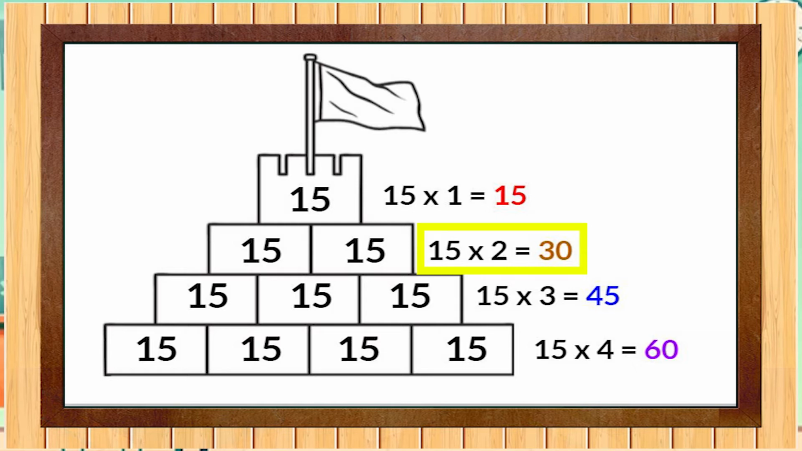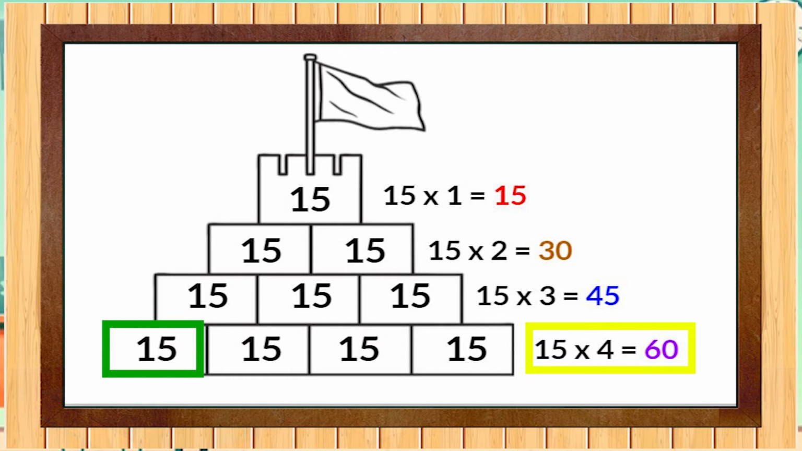Next, let's look at 15 times 3. 15 times 3 is similar to 15 plus 15 plus 15. So there we're adding 15 3 times. The answer there would be 45. Let's look at another example, 15 times 4. In this case, we have 15 plus 15 plus 15 plus 15. So we're adding 15 4 times. And that would give us a total of 60.